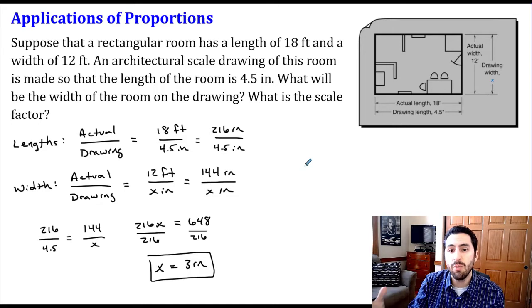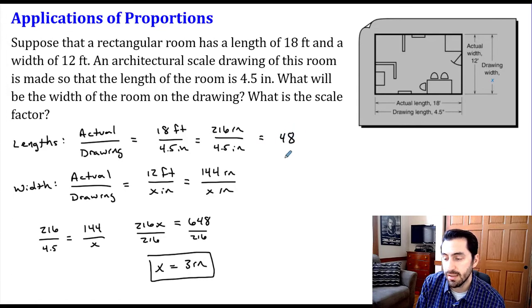In other words, how many times bigger is the actual room compared to the drawing? To find that out, what I can do is just compare our two measurements. So let's compare the actual length to the length of the drawing. So this fraction right here. If I simplify this fraction, 216 divided by 4.5, I end up with 48.